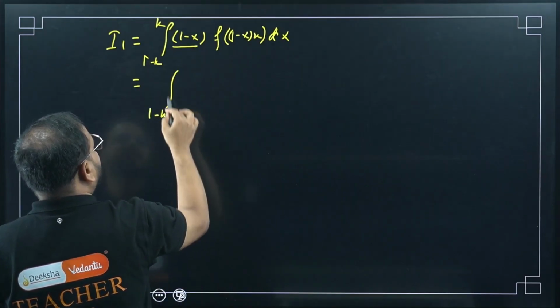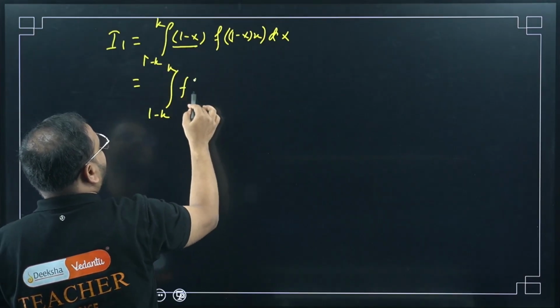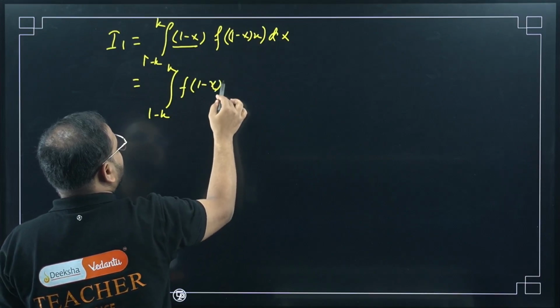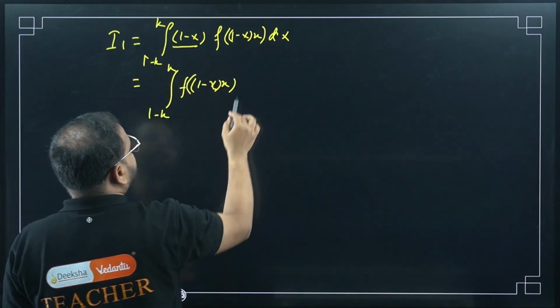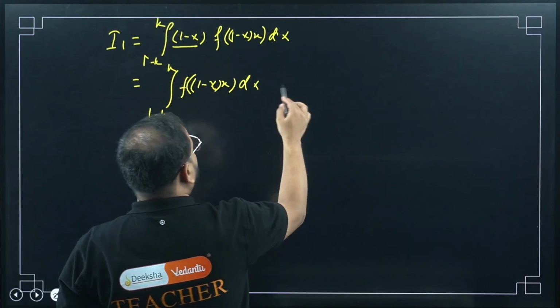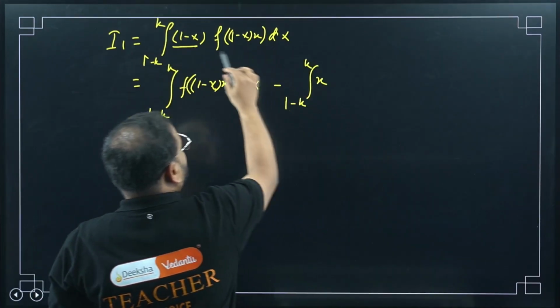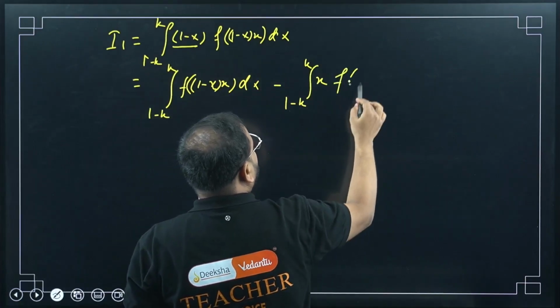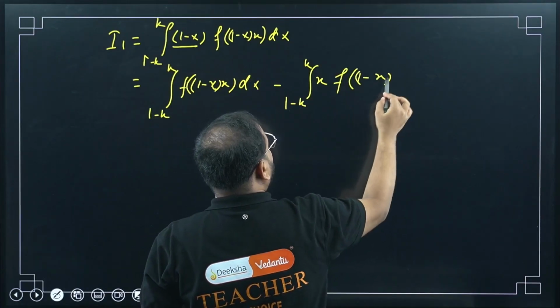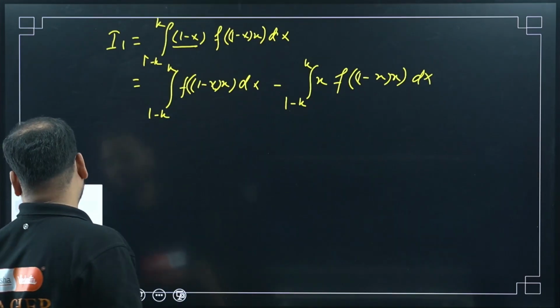1 minus k 2k. I'm multiplying with 1, so it will remain as it is. So f of 1 minus x times x dx. Now I'll multiply this with x. So I'm going to get minus 1 minus k to k, x times this whole thing, f of 1 minus x times x dx.